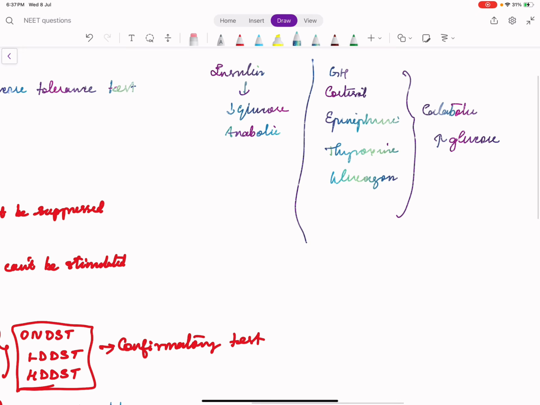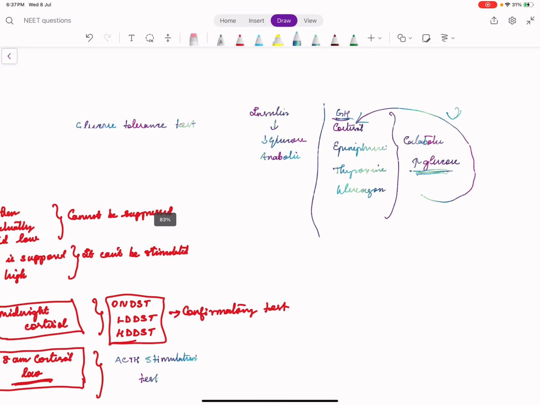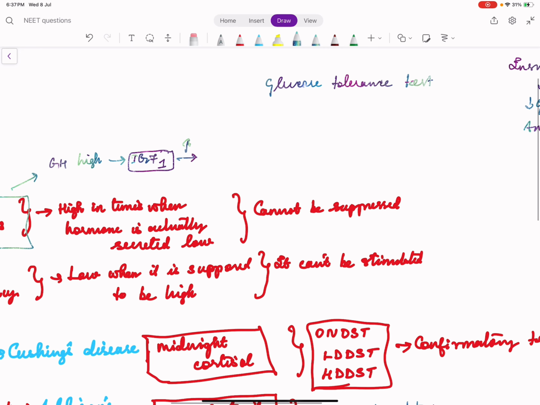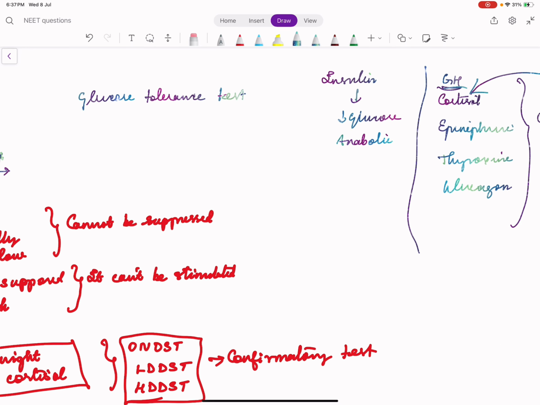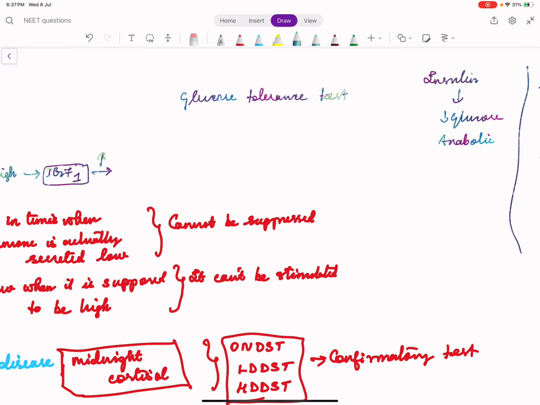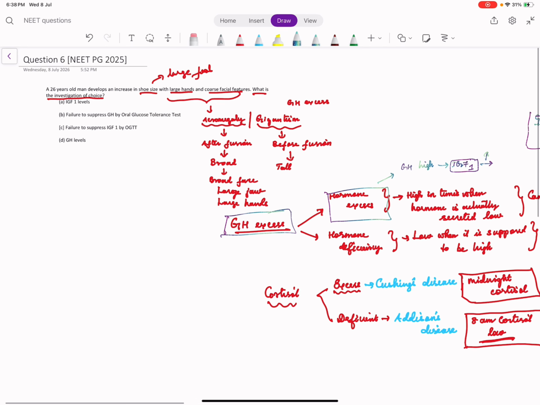And by feedback, growth hormone increases glucose, and this glucose has to suppress growth hormone. So to say acromegaly or growth hormone excess, glucose should not suppress growth hormone. So how do you give glucose? By glucose tolerance test. Giving glucose should normally suppress growth hormone, but in case of growth hormone excess in acromegaly, giving glucose should not suppress growth hormone. So that is the basis of the glucose tolerance test. This is the actual confirmatory test, or the gold standard test, or the investigation of choice.